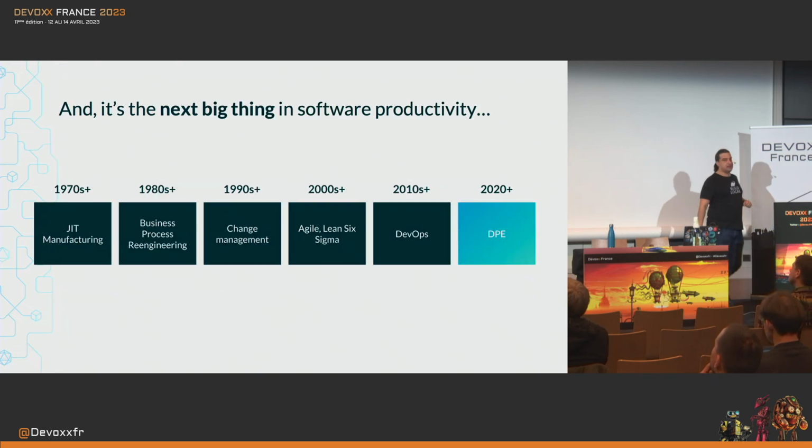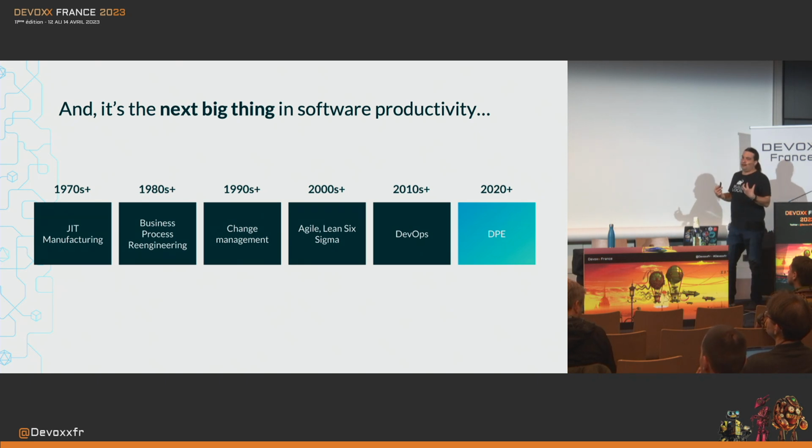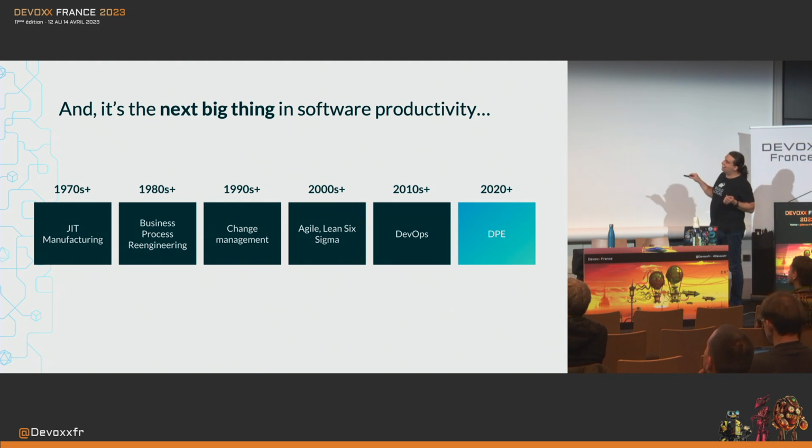And this really is the next big thing in software productivity. We are seeing this bear out. And when we say that it's the next big thing, we mean this very, very literally. We're chasing bottlenecks. These are some of the practices that came out of things like the theory of constraints, the ancient business wisdom of the 70s and 80s, just-in-time manufacturing, business process reengineering, and change management. But then when software ate the world, these productivity practices became more focused on software organizations. So we had Agile, Lean Six Sigma. This would give way to DevOps.